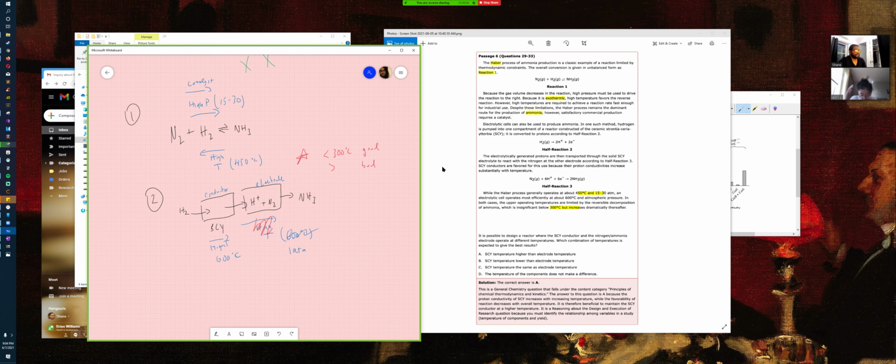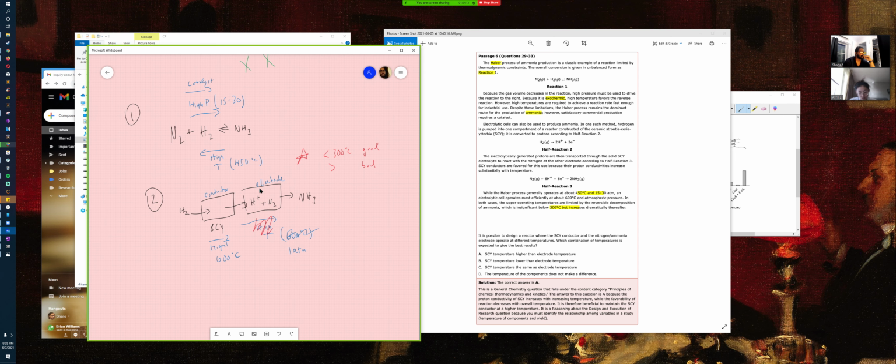Okay, so the electrode they're saying in the answer corresponds to the solid SCY electrolyte, right? I don't know if they made a typo or not, but I think they mean that there's only one electrode, and that's this one. The other one, they call it an electrolyte, or like a conductor, and in the answer choices they're saying higher than electrode temperature, so they both can't be electrodes. So I think the electrode is just the second box.